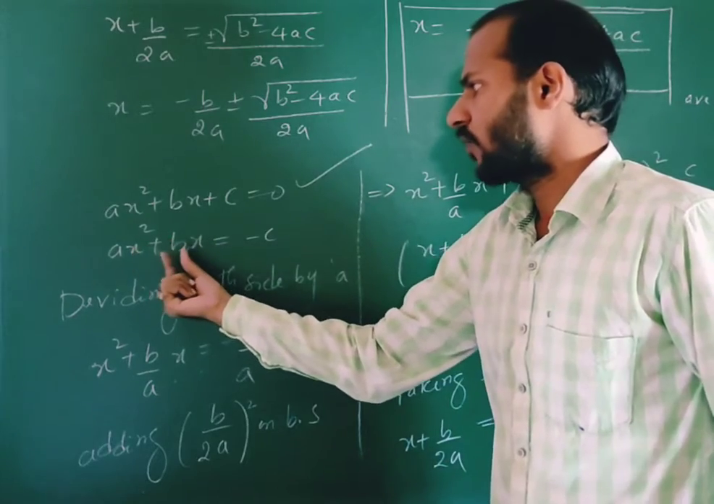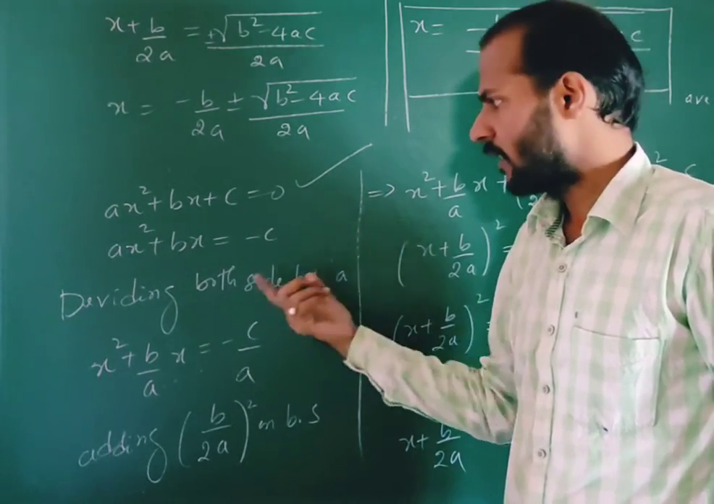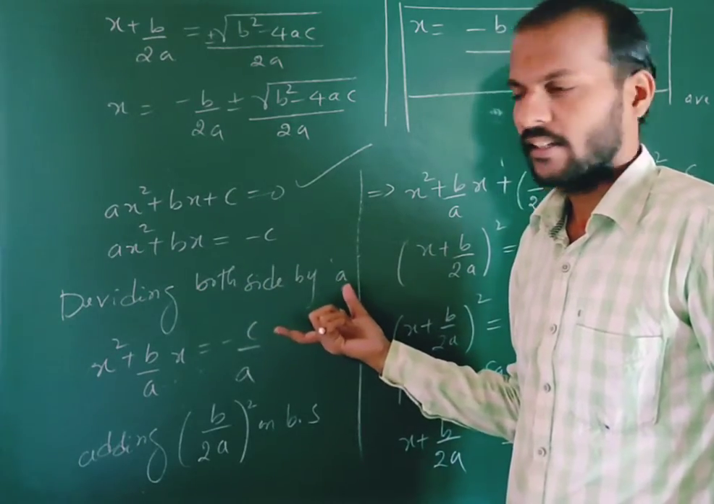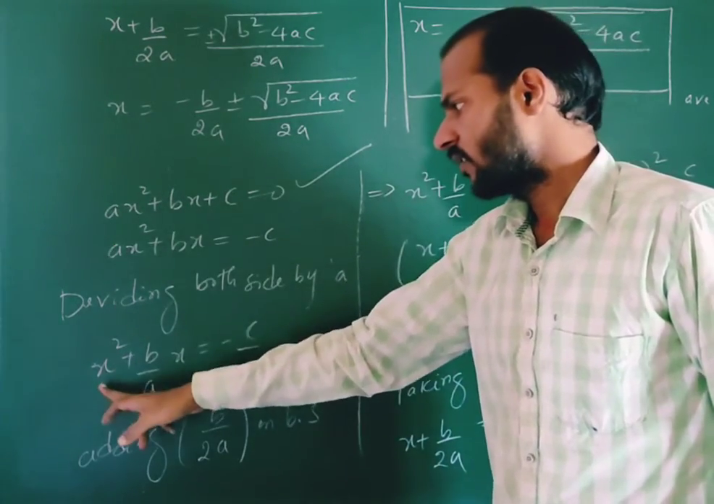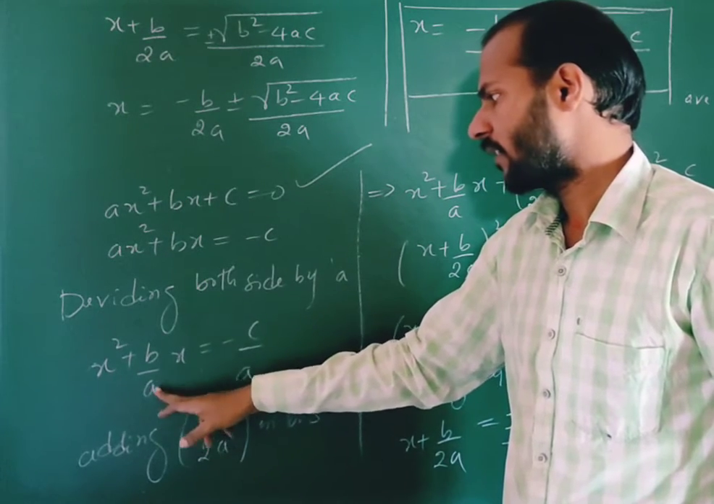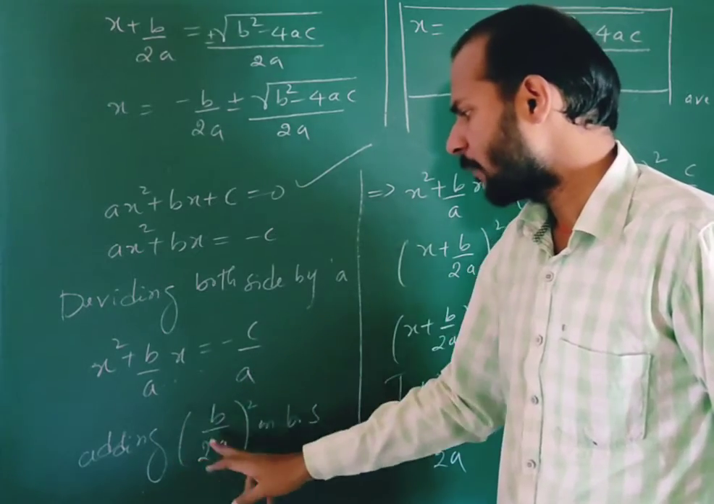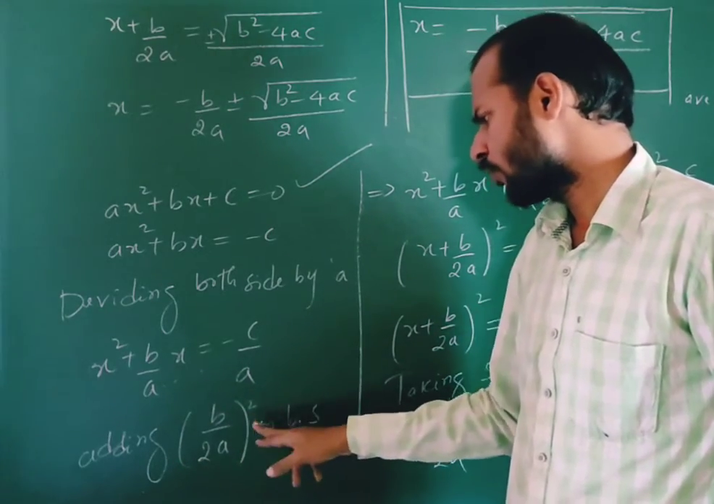Now ax square plus bx as it is; taking plus c to the RHS, it becomes minus c, and dividing both sides by a. In the first term, a gets cancelled. In the second term, bx by a, that is b by a into x, again minus c by a. Now adding (b by 2a) whole square on both sides.